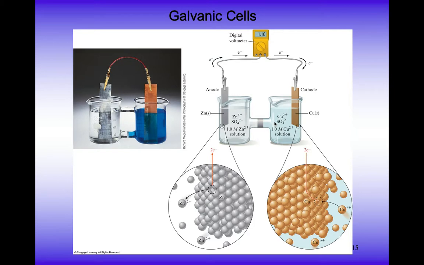Again, as the electrons are being transferred from the anode to the cathode, so from the zinc to the copper, zinc ions are going into solution and making that solution more concentrated in zinc ions, and the copper ions are gaining those two electrons and coming out of solution, thus making the copper ion concentration in solution less concentrated.